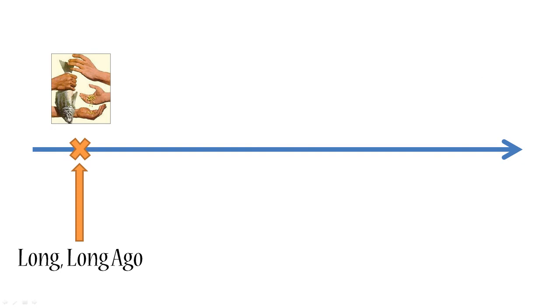So here's a timeline. A long time ago, there was no money, no currencies, and people had to just exchange goods. And this was called barter. When some people would fish and other people would grow grains and crops, they would exchange some of their goods in order to have the best of both worlds.